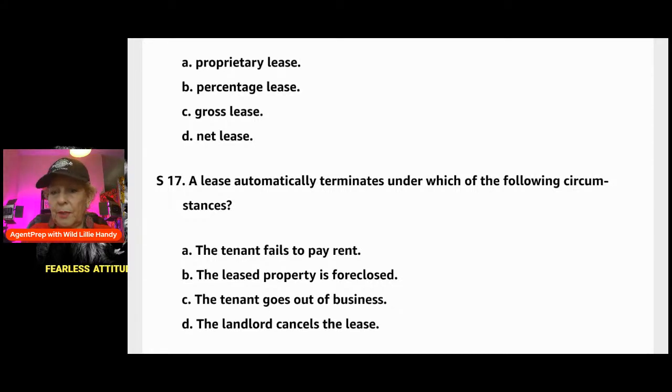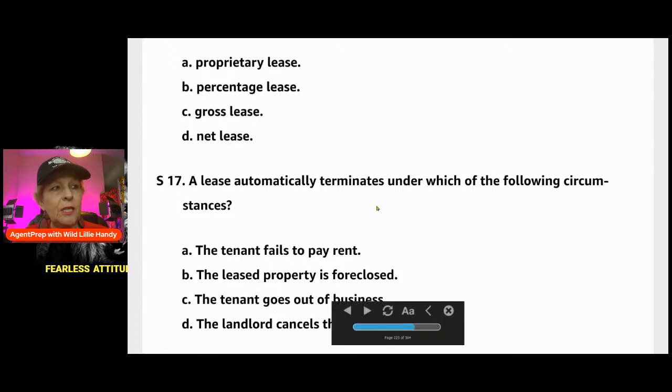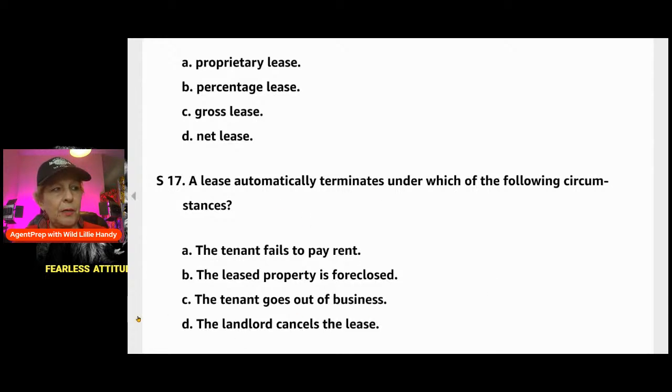So I'll give you a little bit longer because you were focusing on 18 and there is a delay. So the lease automatically terminates under what condition? Tenant fails to pay rent, the property is foreclosed, tenant goes out of business, or landlord cancels the lease. It's a general question, right? It doesn't say whether it's commercial or residential. The answer is, okay, here come some of the answers.